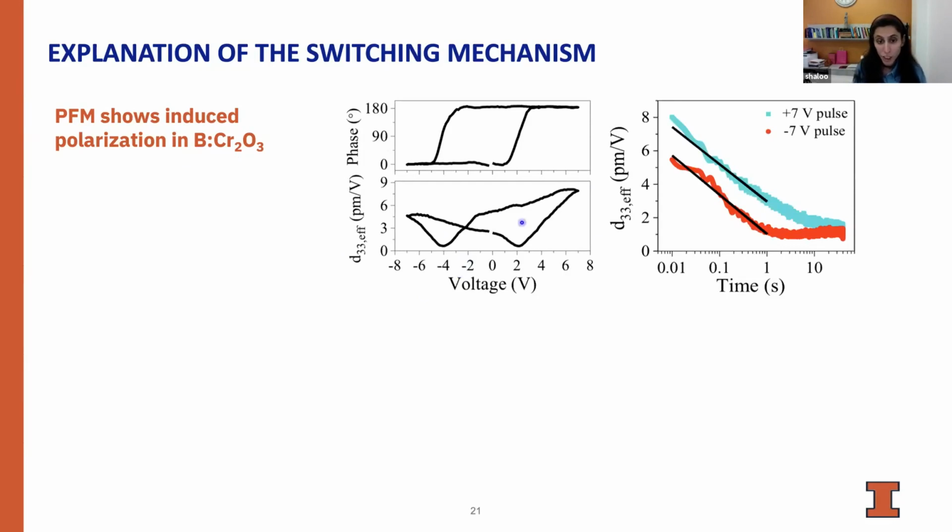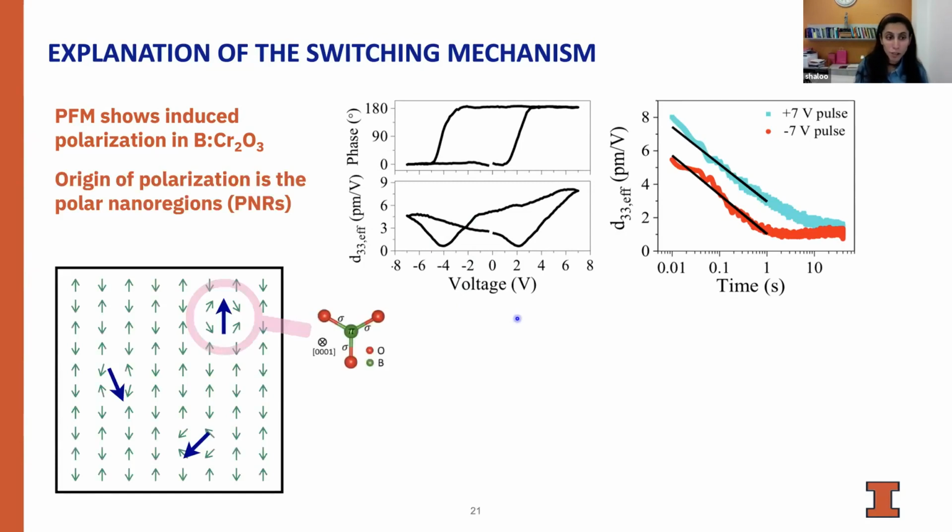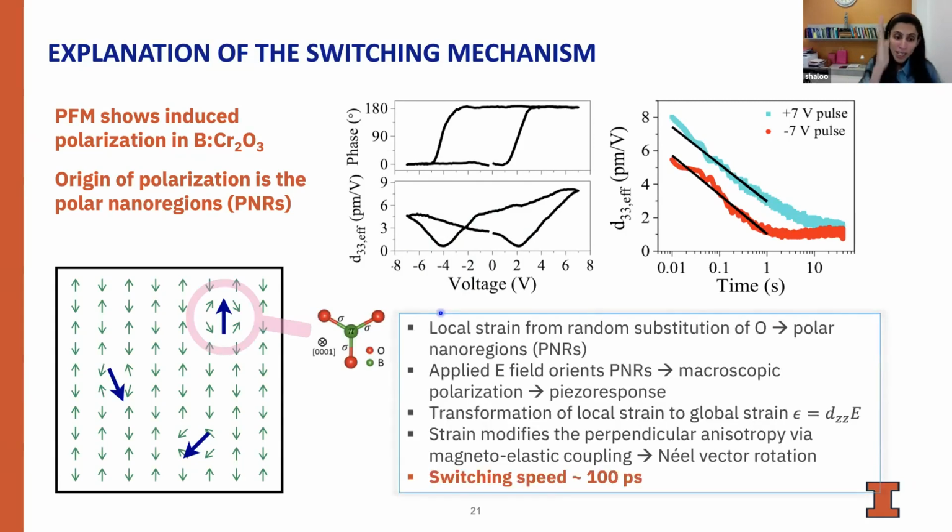And we're looking at this butterfly-shaped amplitude curve, and this is asymmetric. This was attributed to the residual strain near the surface. The reason that we think for this polarization is the polar nanoregions. They are formed because of the random substitution of oxygen atoms by boron atoms, and there's a local inhomogeneous strain. So when we apply this electric field, it acts to reorient the PNRs, resulting in this piezo response. But once the electric field is removed, we see that the piezo response decays logarithmically in time. So this is a transient effect, and this is similar to magnetic viscosity effects that have been reported previously.